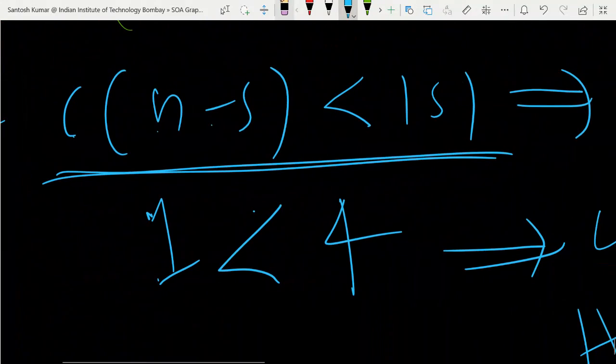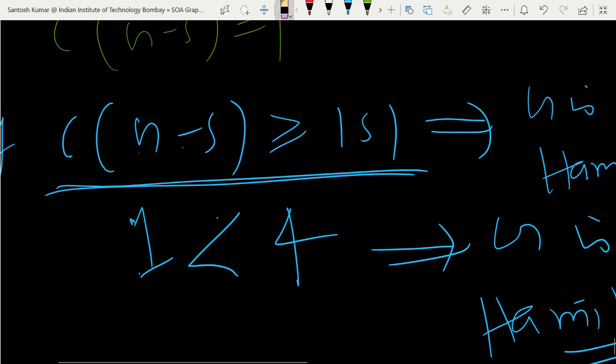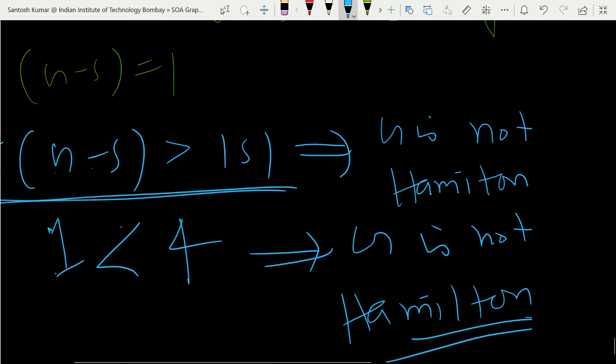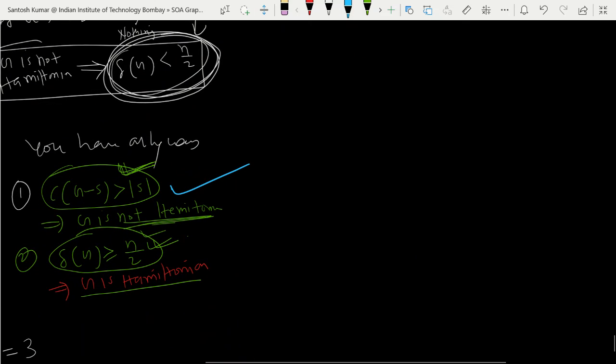So I have to write here more than, no? It was less than or equal to already. So more than or equal to, not equal to. Yeah, this is more than. So if C of G minus S is more than, what have I written here? Here also wrong. Yeah, it is more than. Okay, so I have written it wrong.